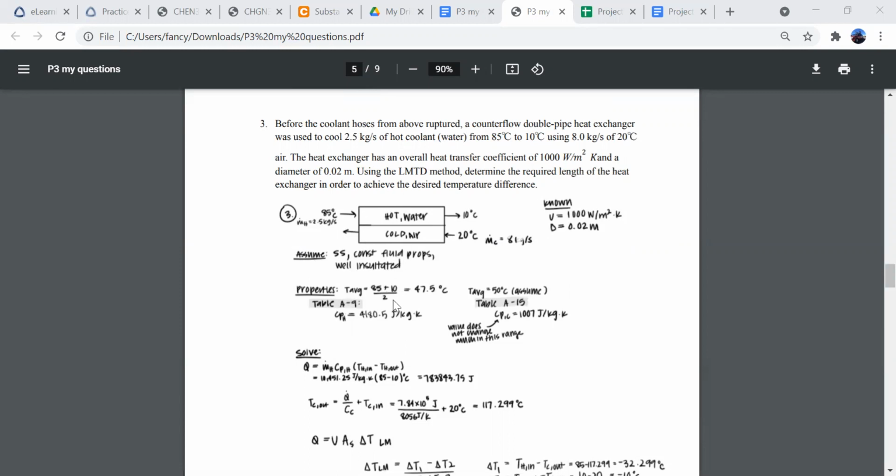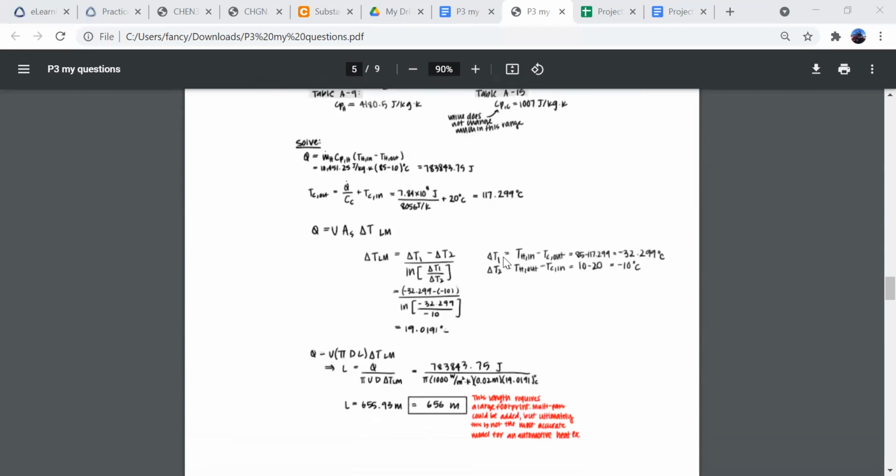And then these are the properties for air and water, their heat capacities. And we're assuming that the average temperature for the air is 50 degrees Celsius because we don't know the outlet temperature. And so this is an okay approximation because the heat capacity is about 1007 for a lot of these values in this range, so it probably is not going to change much.